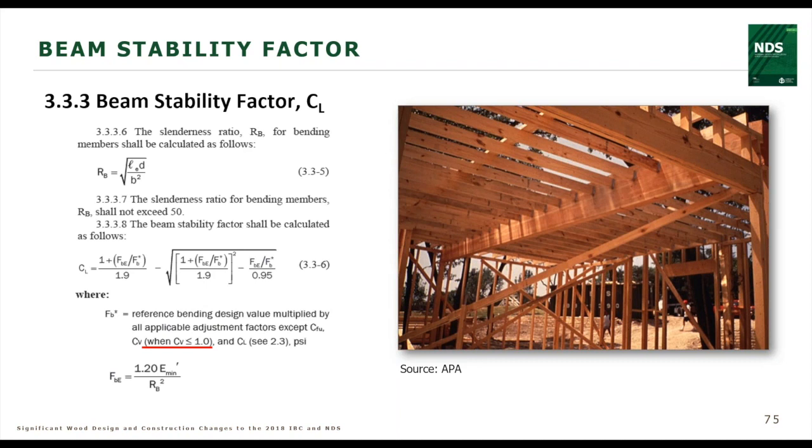And that can occur in the case of structural composite lumber. If you're in section 8.3.6, which we'll look at in the structural composite lumber chapter a little later, and you have a C sub V greater than 1.0, then it would be included in the calculation of F sub B star. However, if it's less than 1.0, we would not use that.